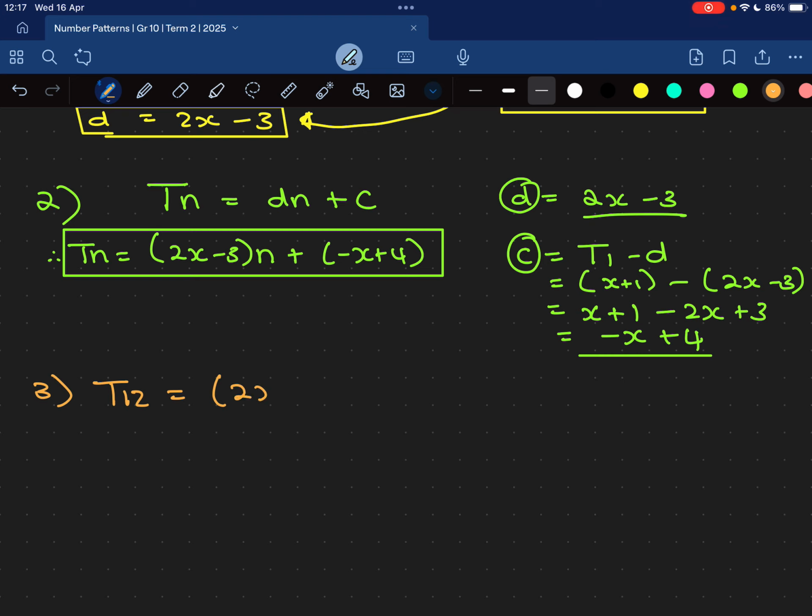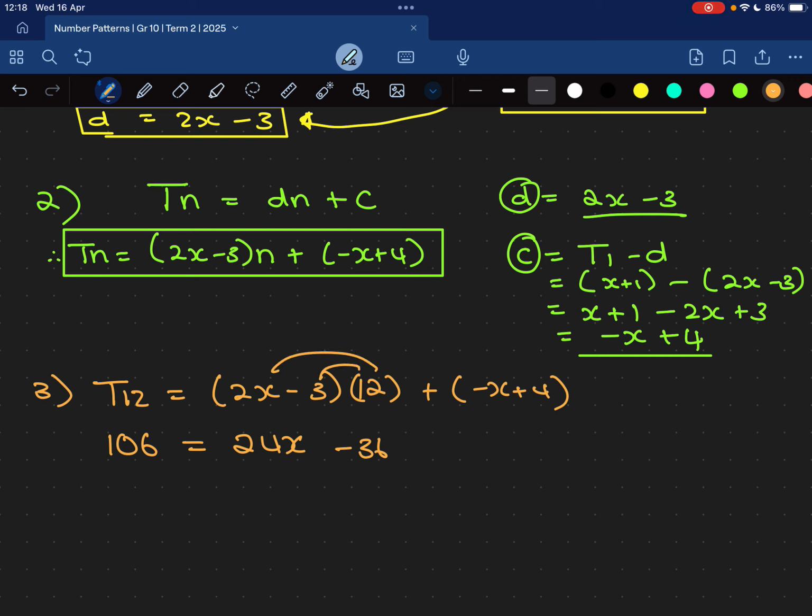So that means that you have 12 times (2x minus 3) plus negative (x plus 4). But now you know that T12, they just told you, is 106. Okay, so you can simplify this. It'll be 12 times 2x, which is 24x. 12 times 3 is negative 36, so I'm distributing. Minus x plus 4. Okay, you distribute the negative in.